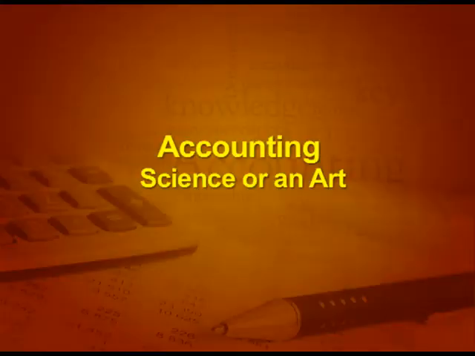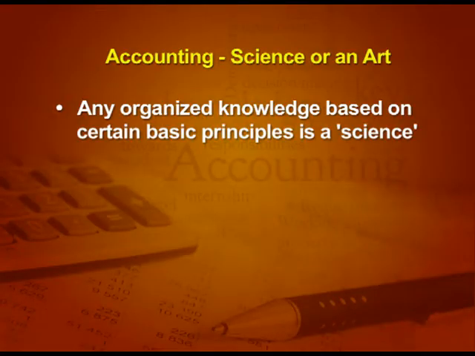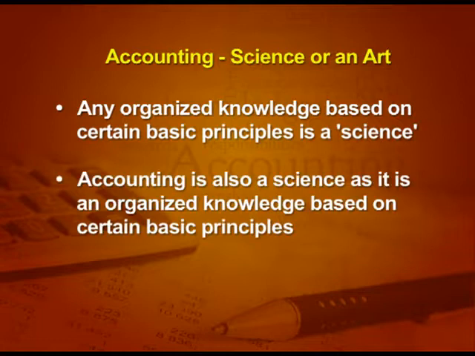Now, let us come to a very important point, whether accounting is a science or an art. First of all, let us understand what is science. It is any organized knowledge based on certain basic principles, which is called science. So, accounting is a science because it is organized knowledge based on certain basic principles. Now, these principles we are going to discuss in the coming chapters. What are those principles? How do we record entries on the basis of them? So, first of all, you must understand that science is there because there are some principles and they have to be followed. Now, what about an art?